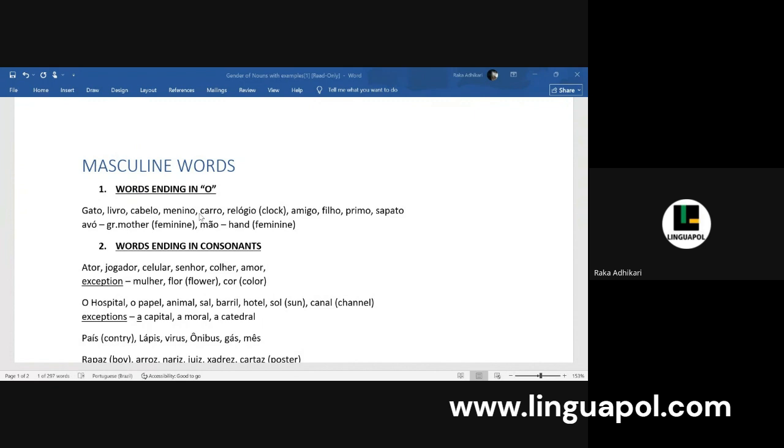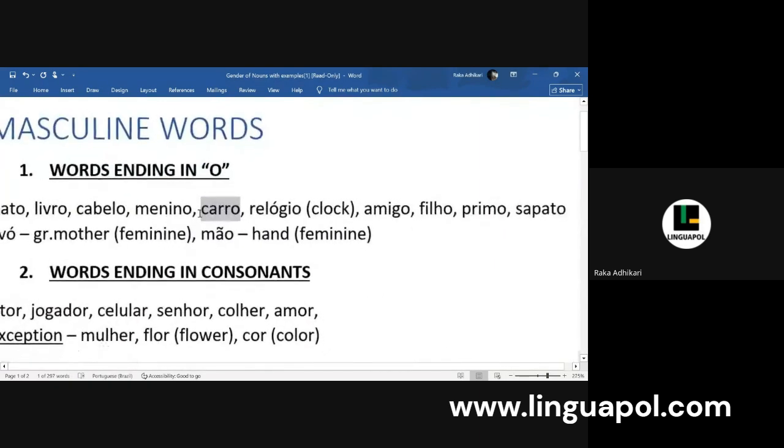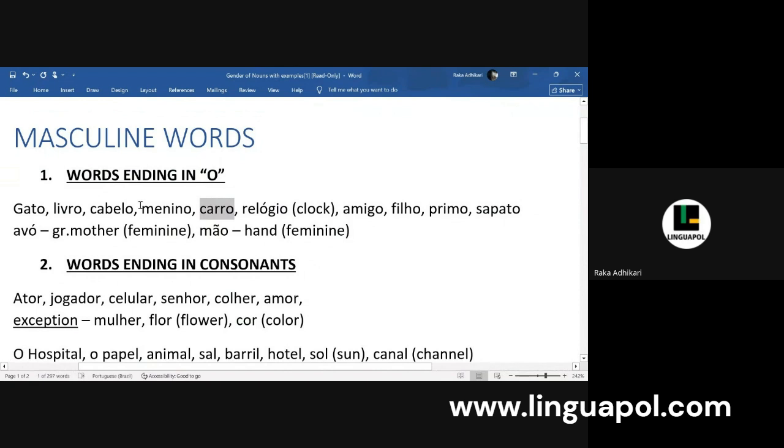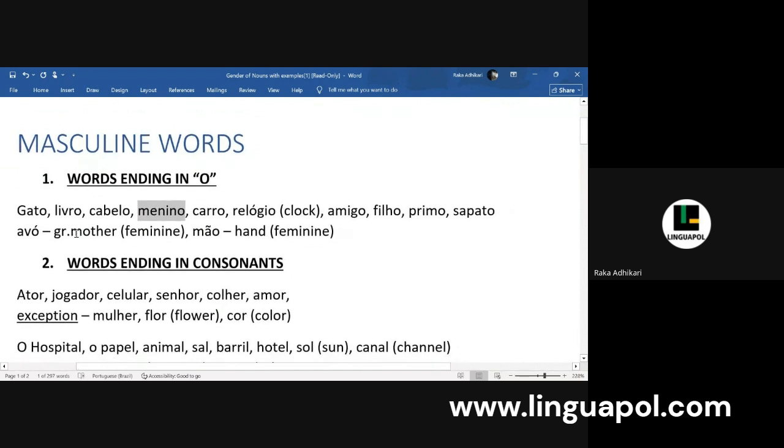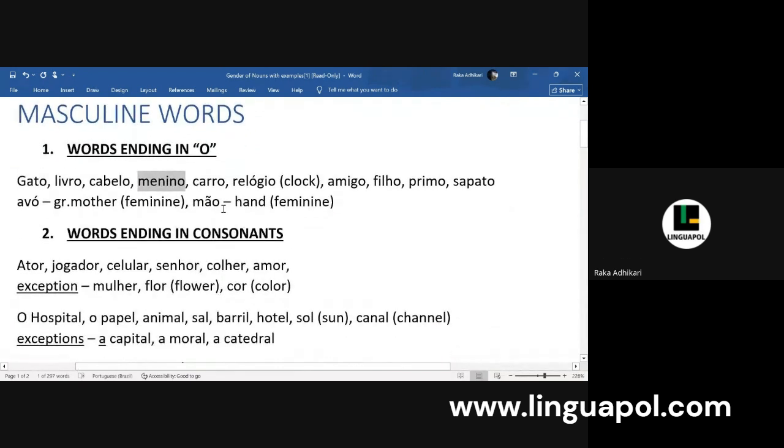Okay, so vamos proceder. Let's proceed. The first one is words ending in O. We saw a lot of words that end in O and are masculine words, but there can be exceptions as well. We will read more about these kinds of exceptions when we read the feminine words.